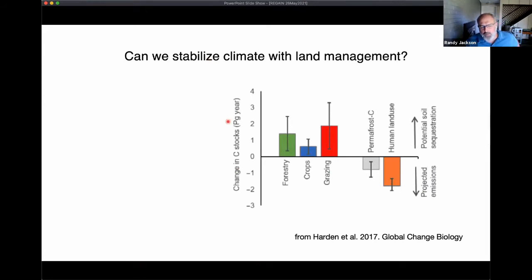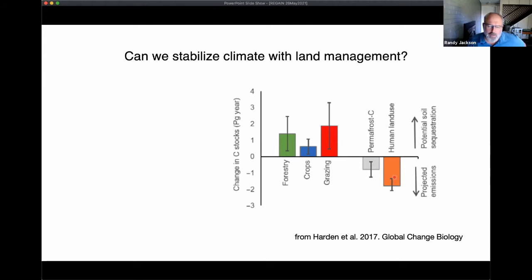So keeping that number of 4 petagrams per year in mind, folks with way bigger brains than I have done all these calculations to look at what might be possible, looking at improved management of forests, crops and grazing lands. You can see here the order of magnitude for the estimates of what's possible. If we sum all of these up, we're getting pretty close to that 4 petagrams. So I think this gives folks a lot of hope that changing land use might be a big part of the solution. Of course, also working against us is our continued land use change.